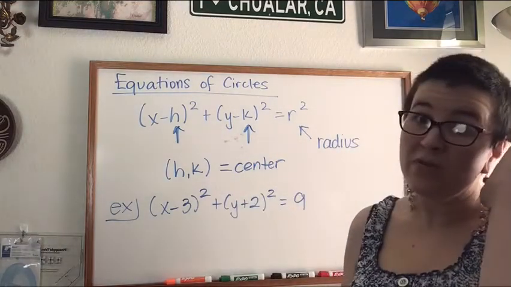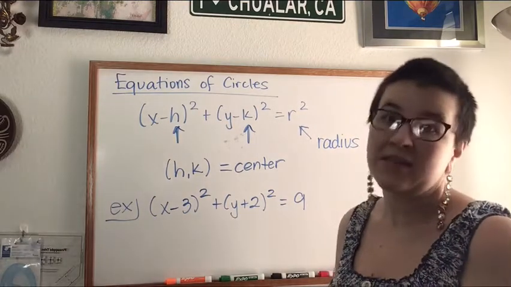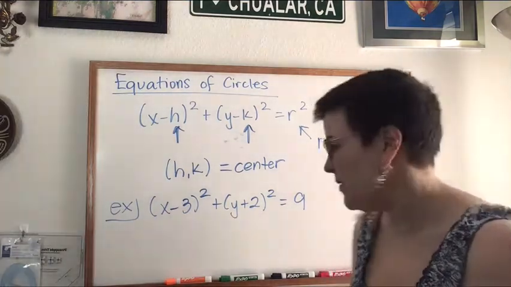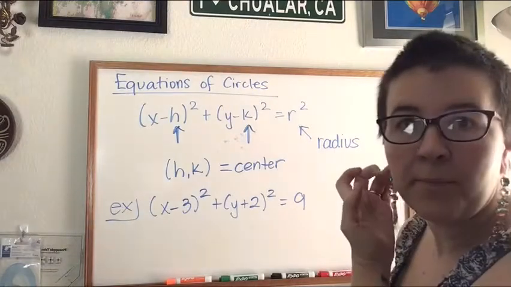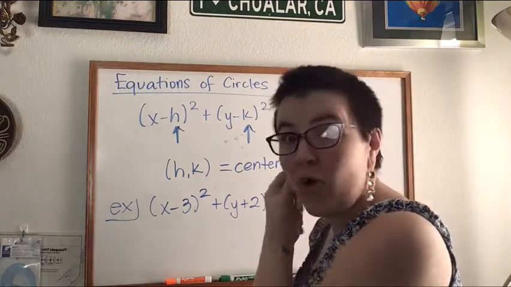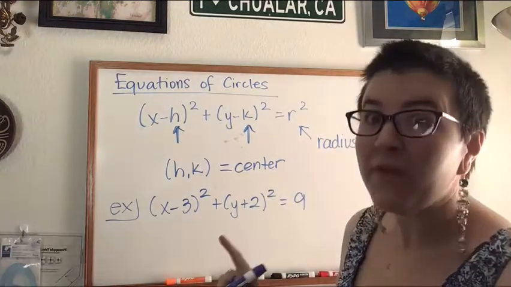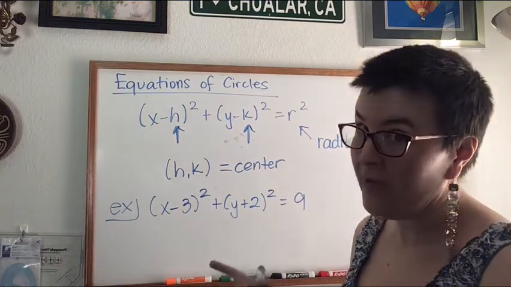we could figure out where the center of this circle is and how big the radius is, and then we could graph it. Now, my graph's not going to be perfect because I'm not a robot. I am a human, and therefore, when I try to draw it, it's not going to be perfect, but I can very easily find the center and the radius from the equation.